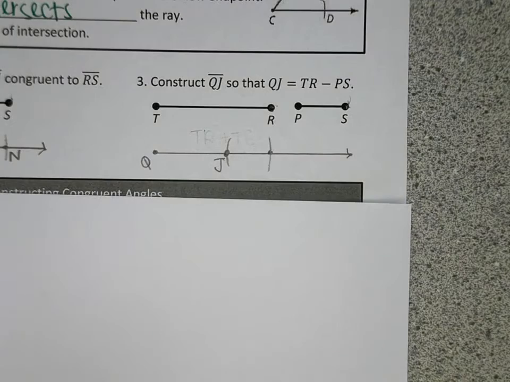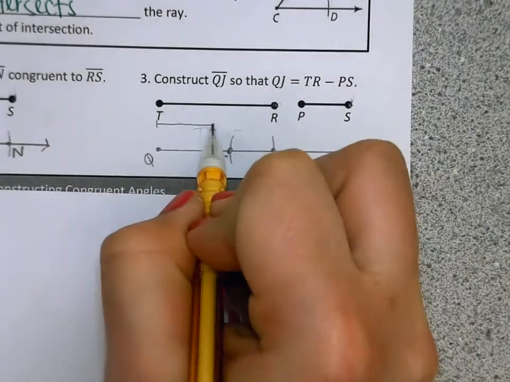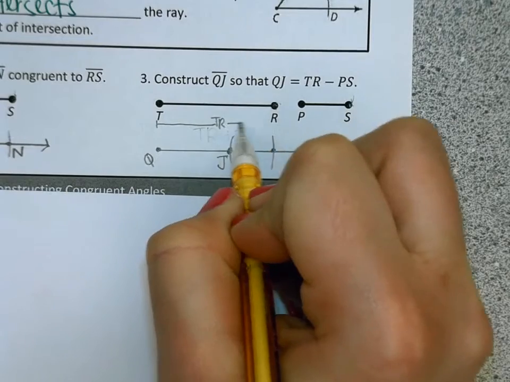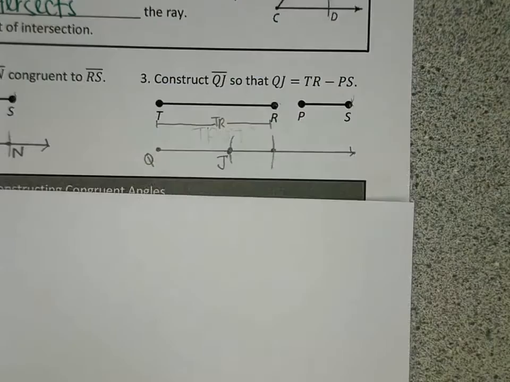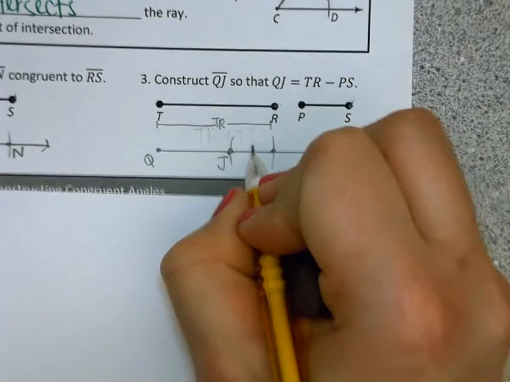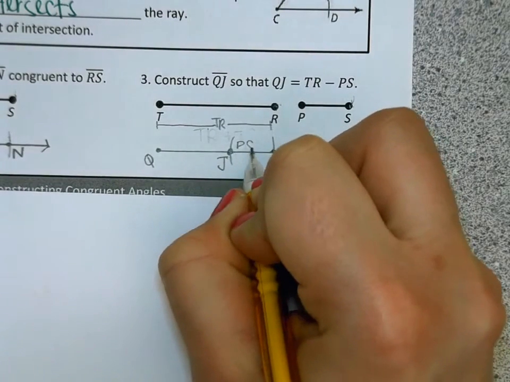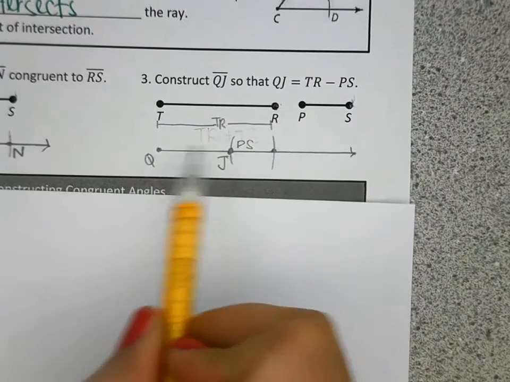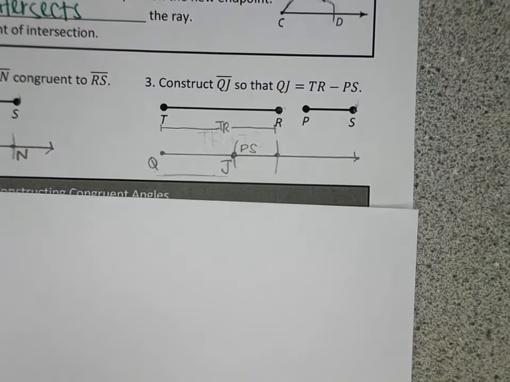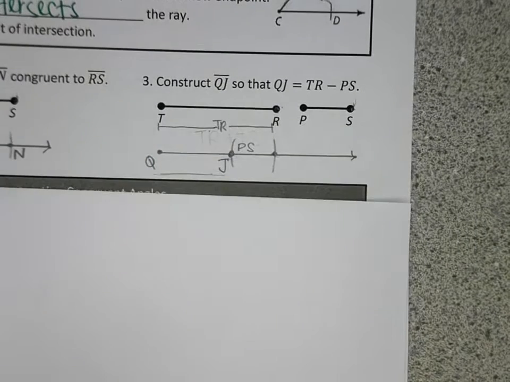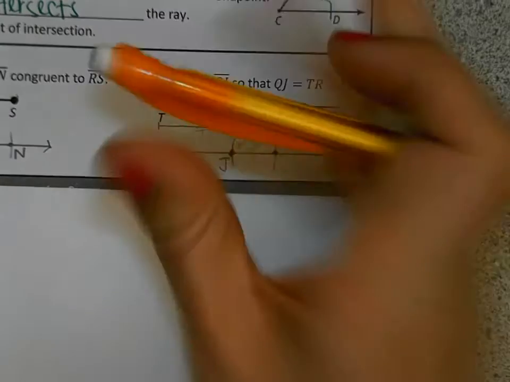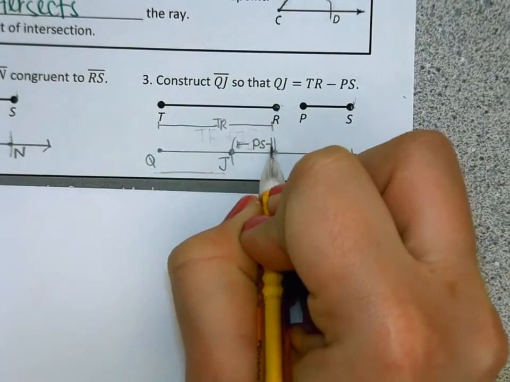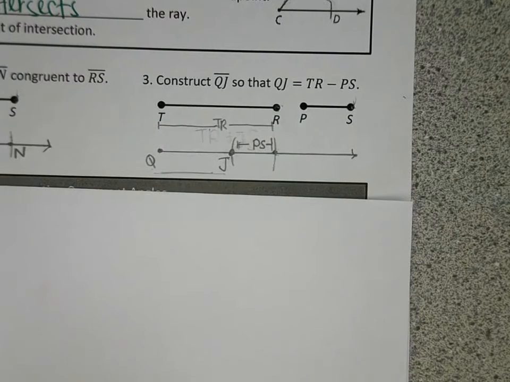So just to reiterate what we did, this big long one is TR, right? And this little space in between is PS. So I subtracted them, and QJ is this segment right here. Okay, not too bad. To add them, I would just line them up next to each other like that. Okay, but to subtract them, we have to go the opposite way. So this is the length of PS. Okay, segments, feeling okay?